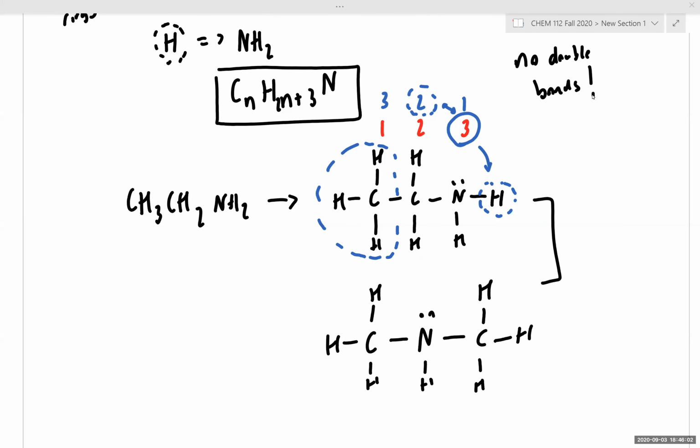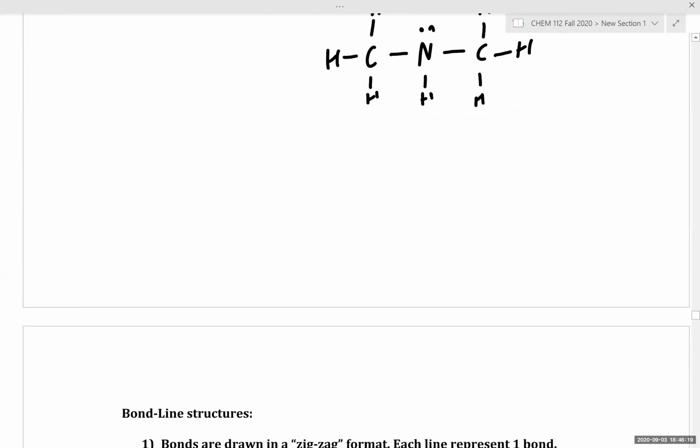So where we last left off, we were discussing drawing constitutional isomers. We gave an example for ethylamine, which is the structure shown here, and we drew a set of constitutional isomers for our formula.